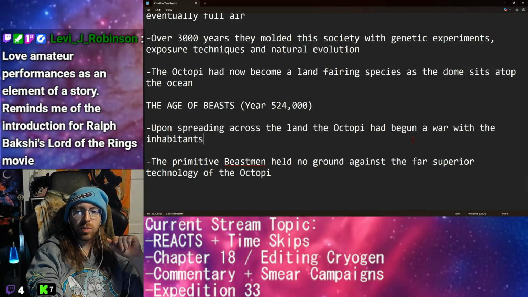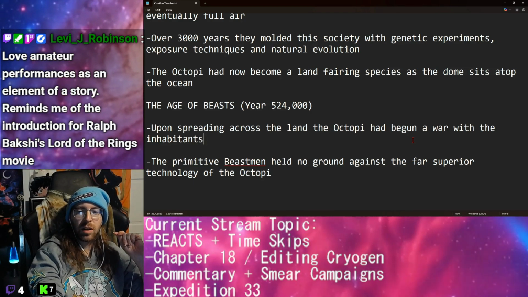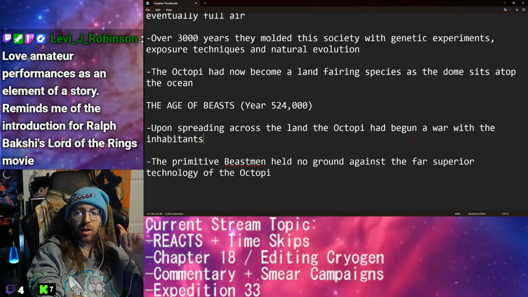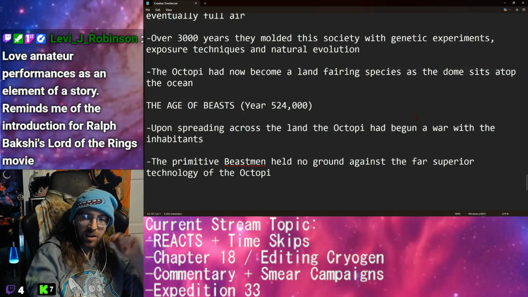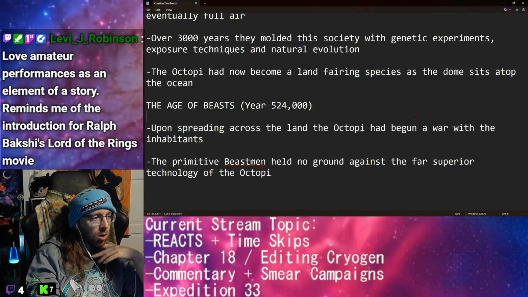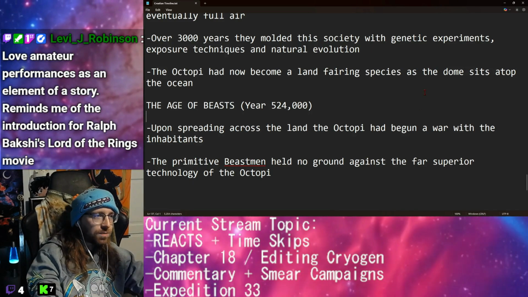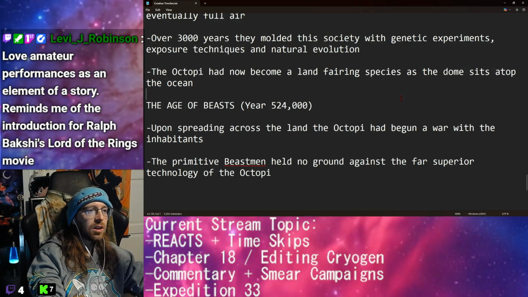Love amateur performances as an element of a story. Reminds me of the introduction for Ralph Bakshi's Lord of the Rings movies. The animated one? Is that the one you're referring to, Levi? And welcome, Levi.